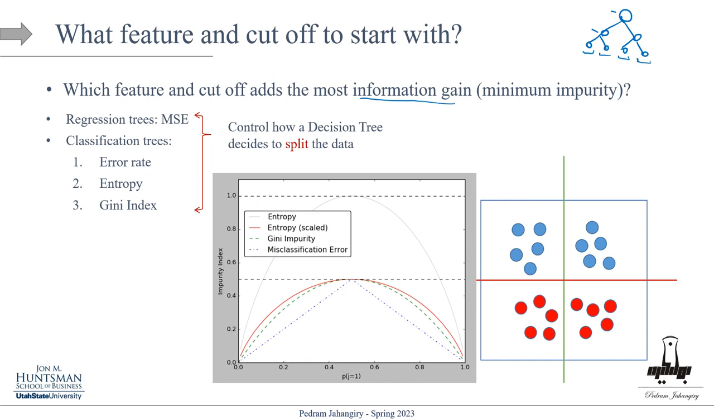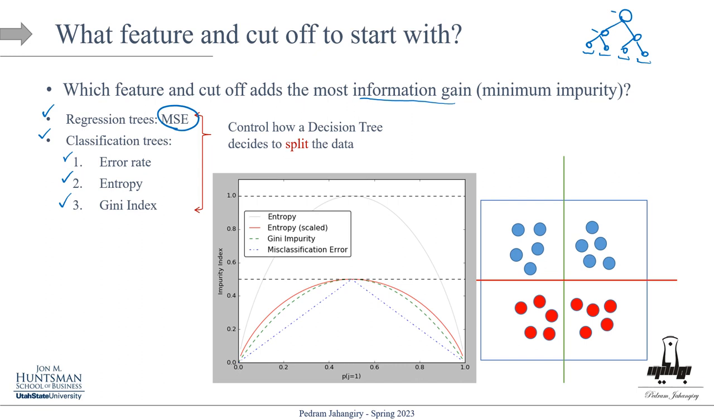The answer is, if you're dealing with regression trees, that something is MSE, mean squared error. And if it is classification, we have different metrics, right? So we have different decision criteria. We can use error rate, we can use entropy or cross entropy, or we can use Gini index. Each of these metrics is going to control how a decision tree decides to split the data and give us the most information gain.